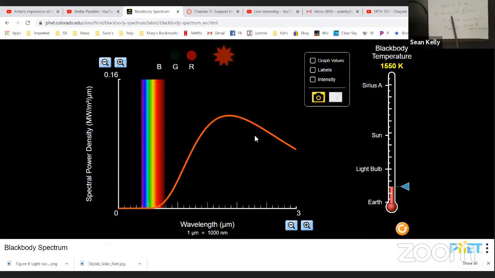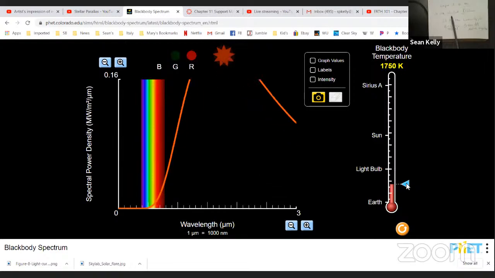I blow it out. I can't do it too much. But you can see that they emit light, but mainly red and orange and not very much of the violet and the blue. So they look red to our eye. So red stars are cool stars. That's actually a little bit cool.